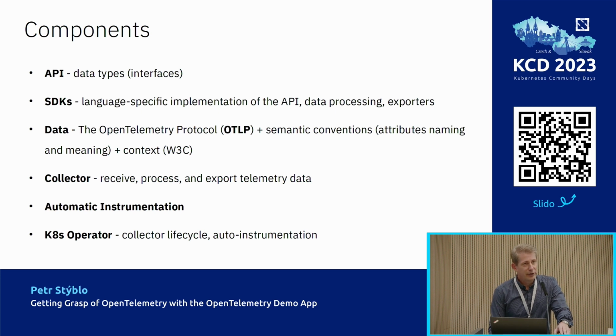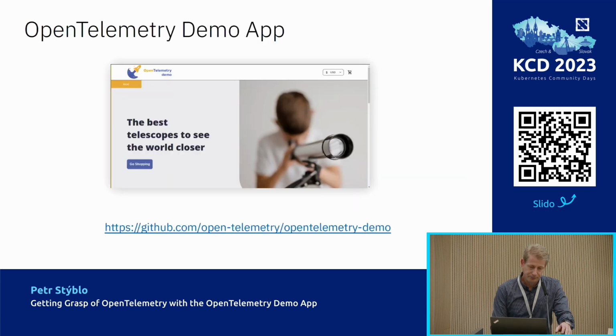There is a Kubernetes operator that takes care of the auto instrumentation. That's one part of its job, and the second part of its job is the overall life cycle. So this is what operators do. They ensure the life cycle of applications. So it installs the collector and maintains its scaling and the overall life. Let's move on to the OpenTelemetry Demo application.